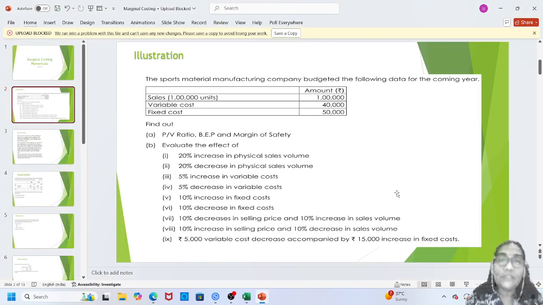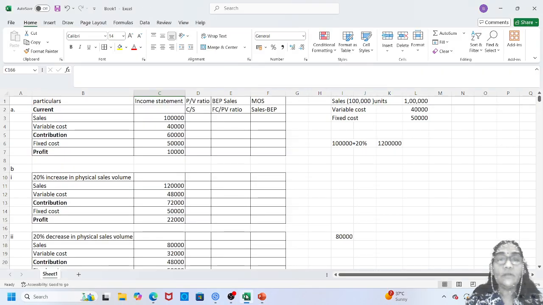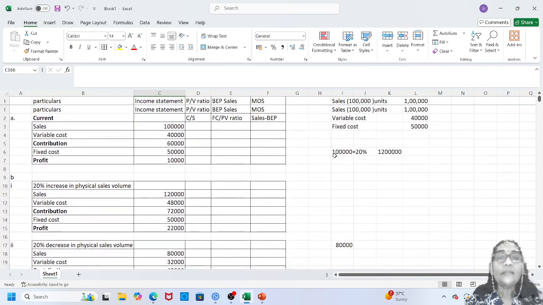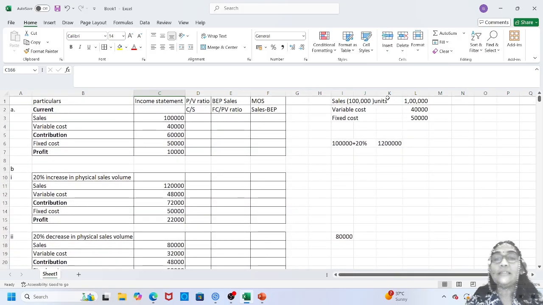So for the sake of calculation, to make it a little easy, I'm going to do it on an Excel sheet. The basic information that has been given to us is that the sales volume is 1 lakh units at 1 lakh rupees. So total sales is 1 lakh rupees. So per unit sales price is going to be 1 rupee. Variable cost is 40,000 and fixed cost is 50,000. Now let us calculate the PV ratio, BEP, sales and the margin of safety.